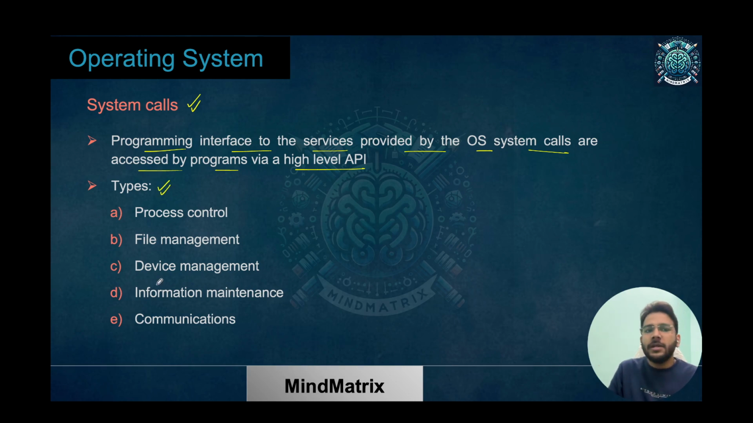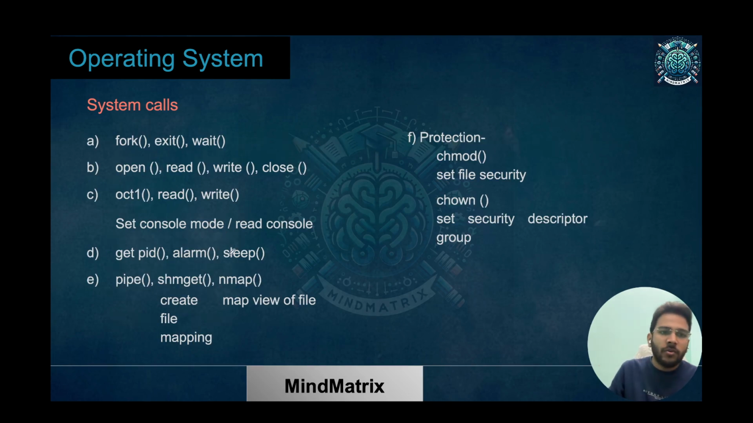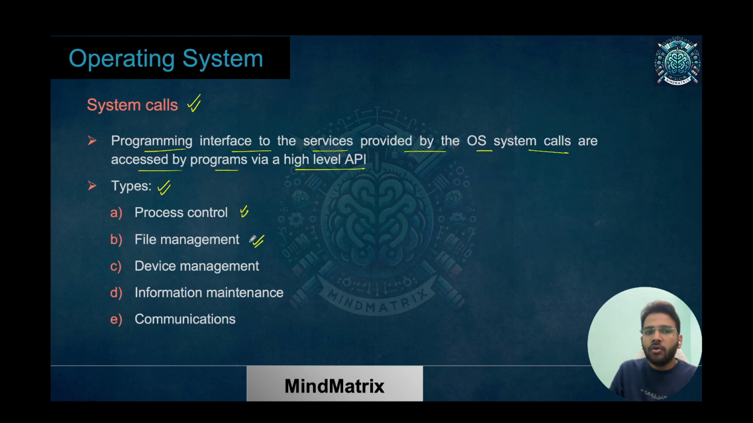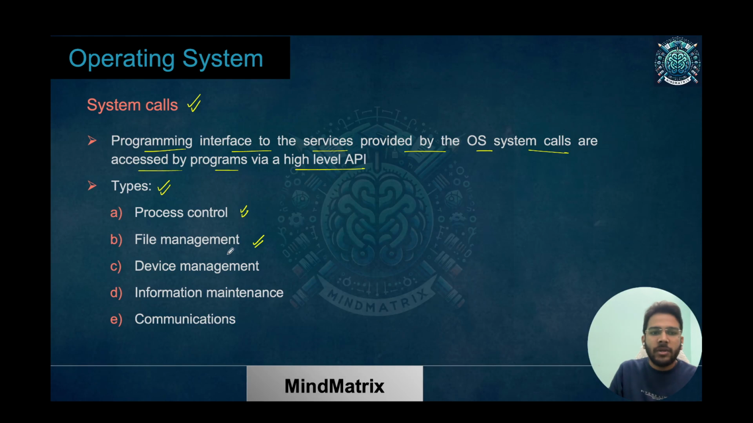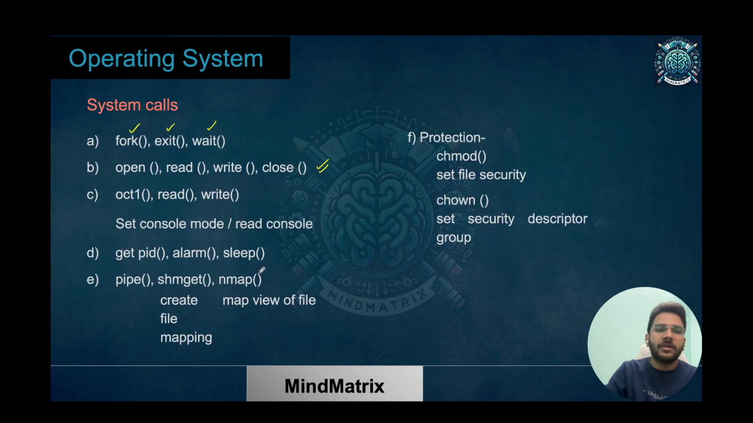There are certain types of system calls. In order to control processes, we have certain system calls. Here you can see we have fork, exit, wait, and much more. I've given you the important and main examples. For file management, we have these system calls: open, read, write, and close. Similarly, for device management, we have certain system calls, right? Set console mode, read console mode.